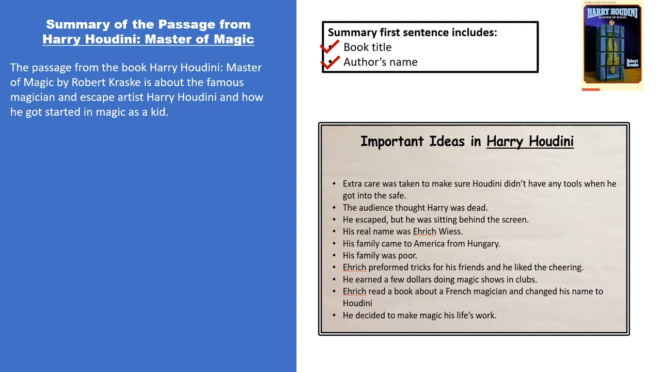That's our first sentence. It does the jobs we need it to do. It introduces the book by giving us the name and also the name of the author, and then just a brief description of what the book's about: that he's a magician and that he started doing magic as a kid.